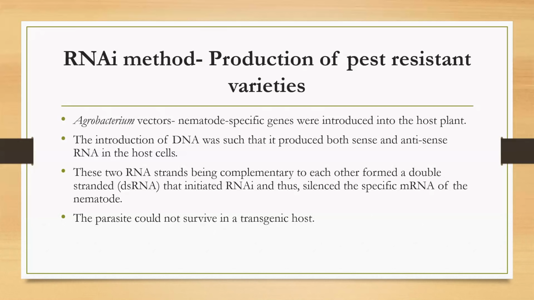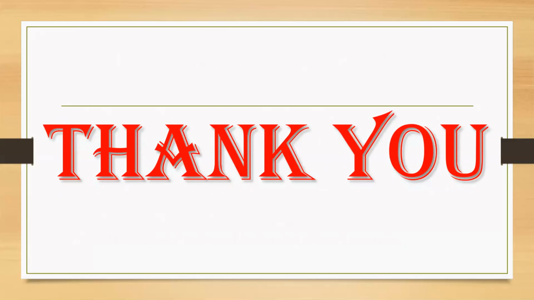So here what happens, the mRNA is produced by the pathogenic genetic material. But that mRNA of the pathogen will be silenced. That will not undergo translation, so there is no production of pathogenic protein, and that's why there is no development of disease. So the parasite could not survive in the transgenic host. The transgenic plant therefore got itself protected from the parasite. So this is about the RNAi methodology for the production of pest-resistant varieties.